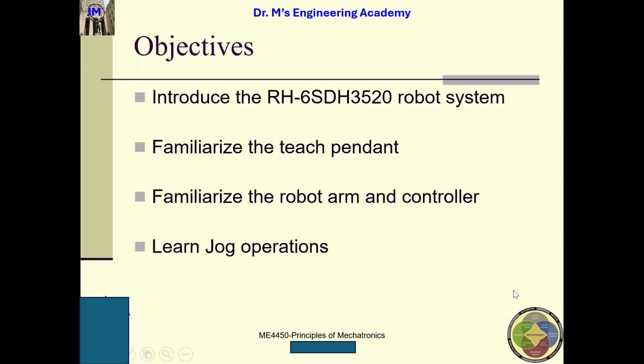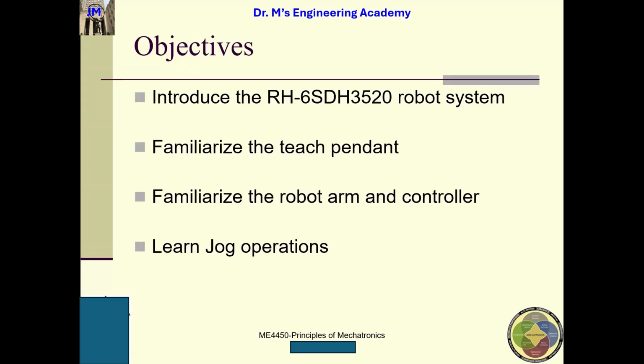So the objectives: we want to know the RH-6SDH3520 robot system, and get familiar with the teach pendant. What is the teach pendant? I'm going to show you guys. Because the industrial robot is a robot, it is not a human, you need to teach it. The teach pendant is a tool with which you can teach the robot the positions that you define.